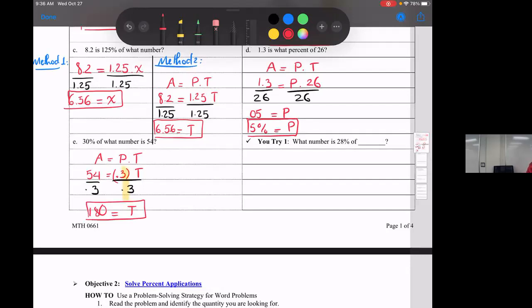You try. So, if you're confused, use method one. Just translate it as is. Don't worry about A, P, or T for now. How did you get 0.3? 30% is 0.3. So we have to convert the percent to a decimal. Yes, always, always.